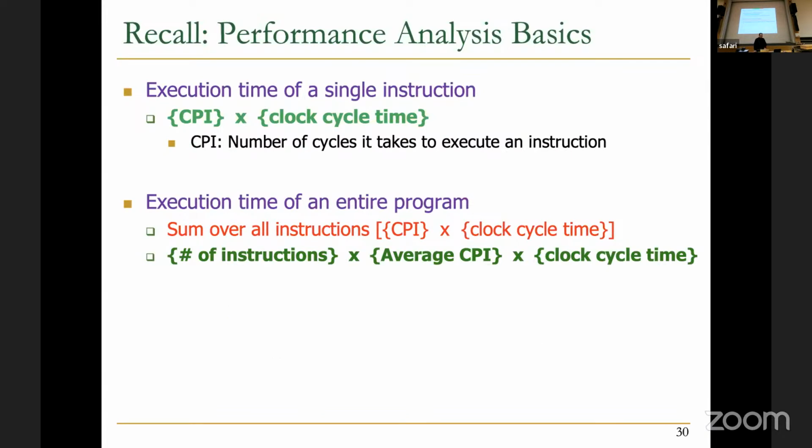So, the performance analysis basics as a quick recall. The execution time of a single instruction is CPI times clock cycle time, right? CPI is the number of cycles it takes to execute an instruction. For the execution time of an entire program, we need a metric which we call average CPI, which is the average clocks per instruction over all instructions of that program. Then, in the end, the number of instructions times average CPI times clock cycle time gives you the overall execution time of your program.